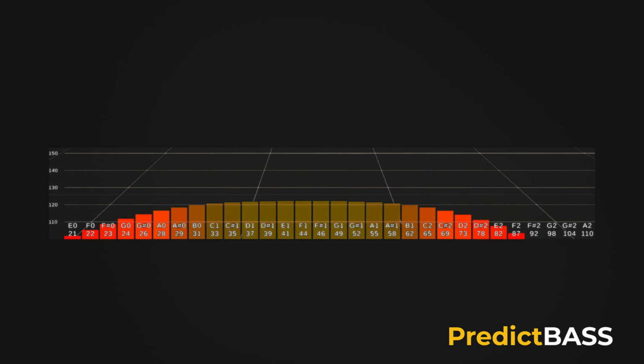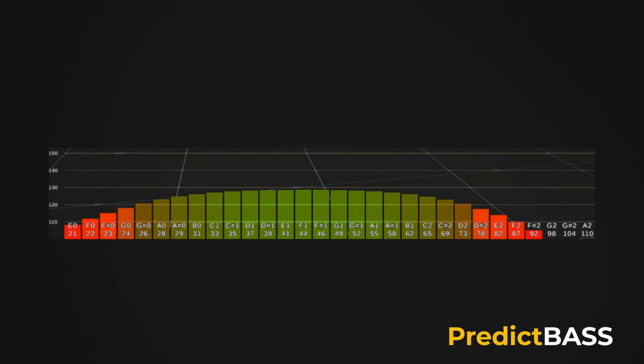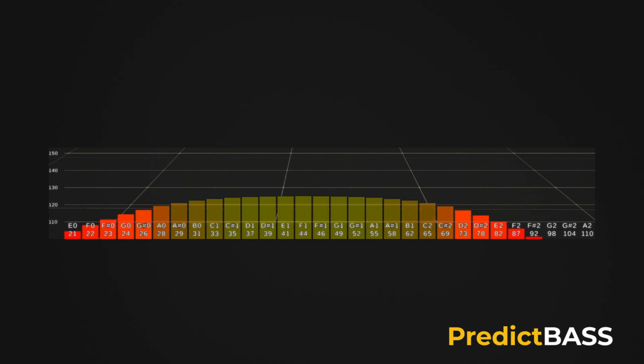Let me explain a little bit about what you're seeing below. Across the bottom, on the x-axis, is the frequency. Here we are showing different musical notes and their frequency. The y-axis is dB/SPL, or sound pressure level at that frequency.